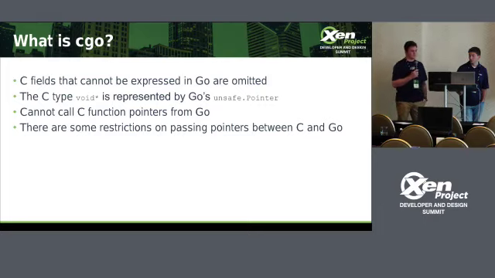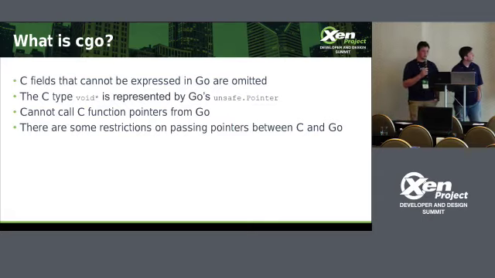CGo will just pad that struct to reach the next field in the struct or to reach the end of the struct. And if you want to do things like work with an arbitrary pointer type, you need to tell the Go compiler using an unsafe.Pointer that you are acknowledging you want to break the Go type system and do that anyways. You can't call C function pointers from Go, but you can store them in a Go struct. They can be shared between the two languages, but can't be called. And then there are other specific restrictions on passing pointers between C and Go, which is largely due to the fact that Go is a garbage collected language, and so the garbage collector needs to keep track of all of Go's pointers.